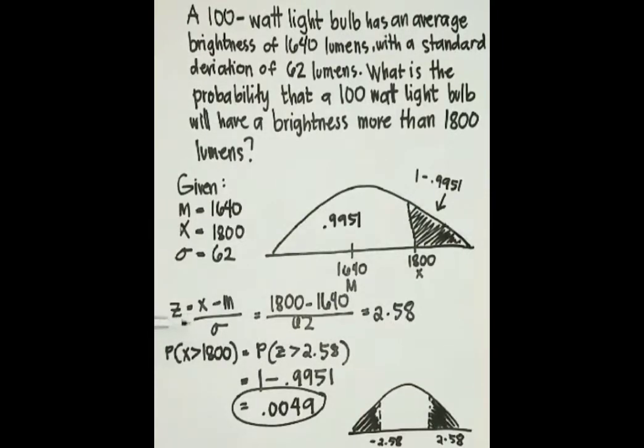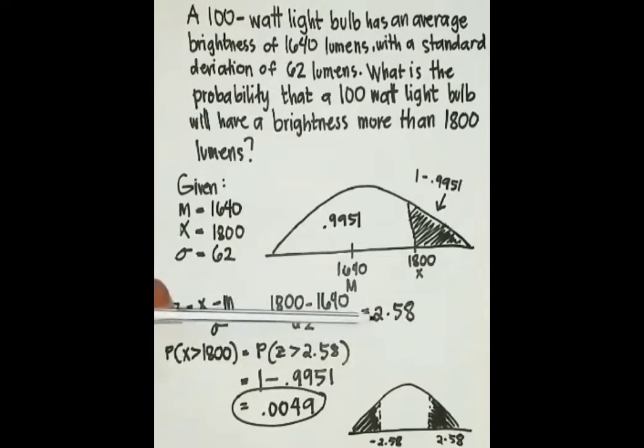So z is equal to x minus the mean over the standard deviation. x is equal to 1800 and the mean is equal to 1640, over the sigma or standard deviation, 62. So 1800 minus 1640 over 62 is equal to 2.58. So the z-score is 2.58.